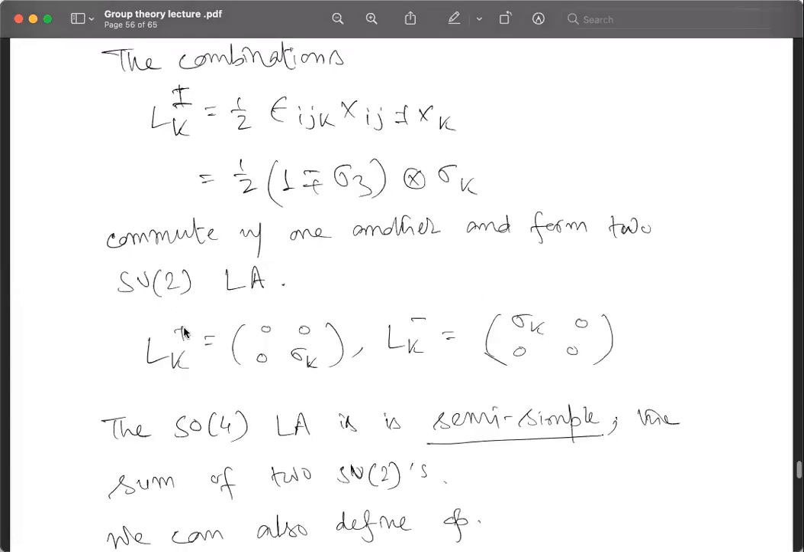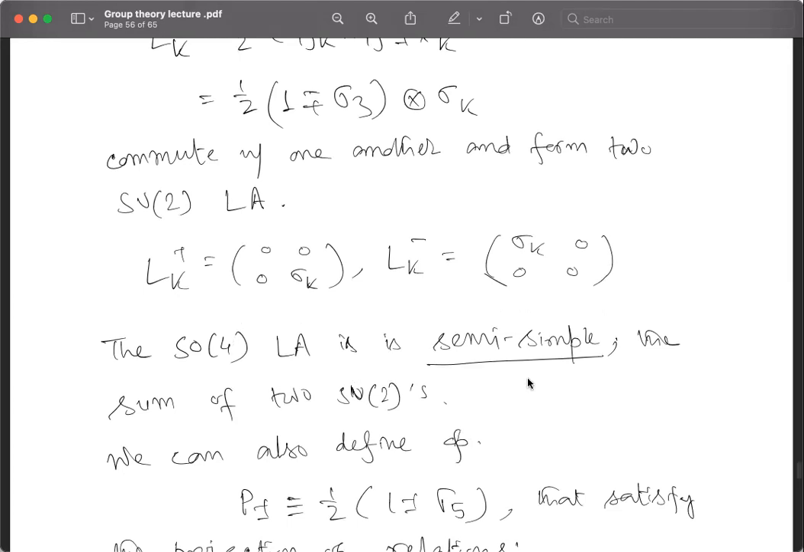For example, L_k^+ has the structure like (0, 0; 0, σ_k), and L_k^- is like (σ_k, 0; 0, 0). So this SO(4) Lie algebra is actually a semi-simple one, and it can be written as a sum of two SU(2) Lie algebras.